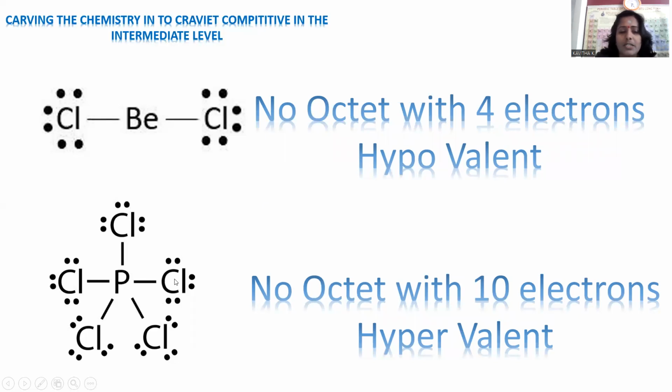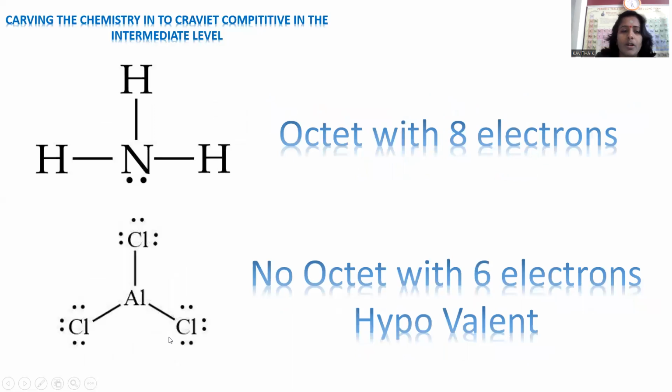If you see phosphorus pentachloride, phosphorus is surrounded with 1, 2, 3, 4, 5 shared covalent bonds. 5 twos are 10. So 10 outermost electrons are present around the phosphorus. Again we can say it is not obeying the octet. Octet means only 8 is required, but here we have extra bonds to give 10 electrons. So this is a kind of hypervalent, meaning more than required.